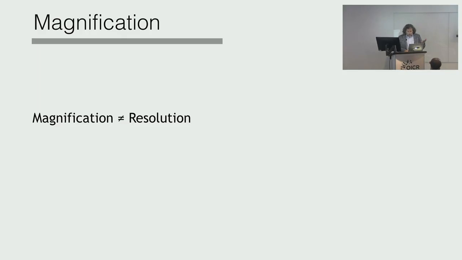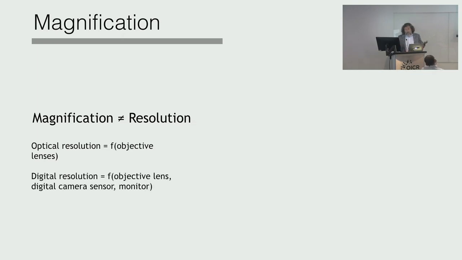That may be obvious, but we have to emphasize it, at least for the digital case. The optical resolution is a function of the objective lens, whereas the digital resolution is a function of multiple factors. It is the objective lens of the camera, the sensor of the camera, and, of course, the monitor. The monitor is something new. It has not been there before. So what is the effect of that?